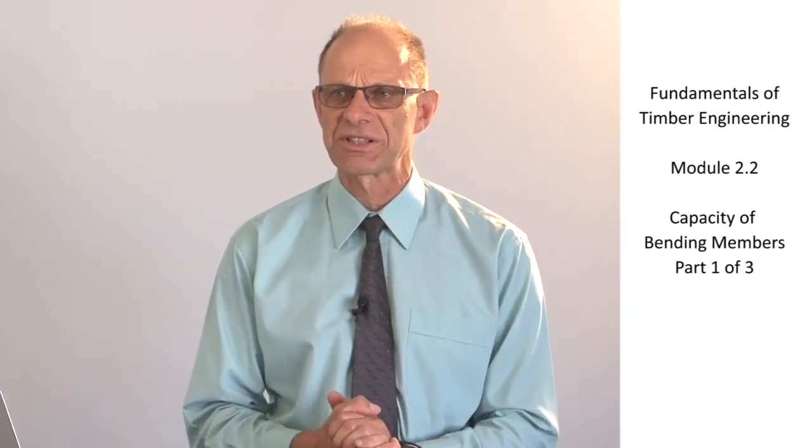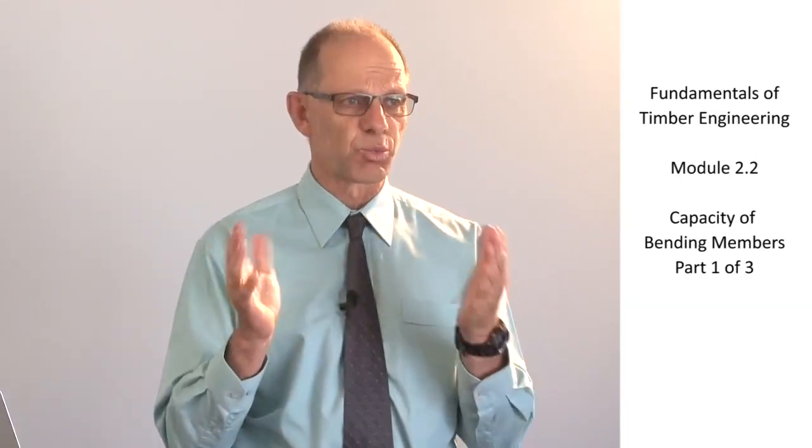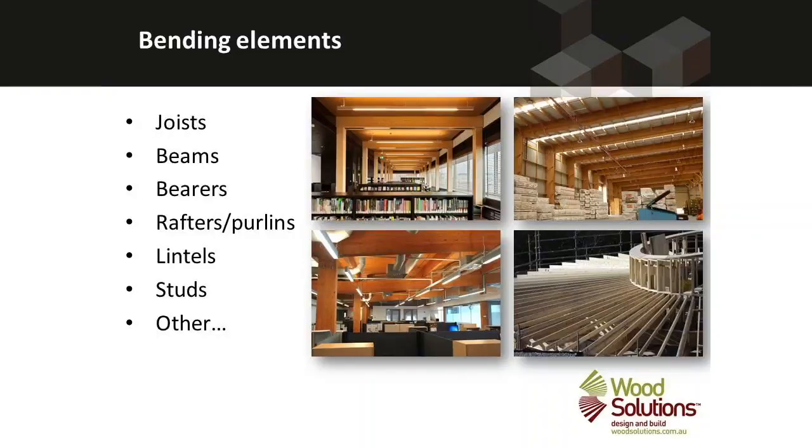Now, bending members are found nearly everywhere, in roofs, in walls, in floors. Primarily anything with the word joist in it is going to be a bending member. Beams are bending members, bearers are bending members as well, rafters, purlins, they're all functioning as bending members. Lintels over openings function as bending members. Studs, vertical members in walls, function as bending members under lateral loads. Typically wind loads are going to cause a stud to become a bending member. And there are many other types of bending members as well. So all of these pictures are featuring bending members.